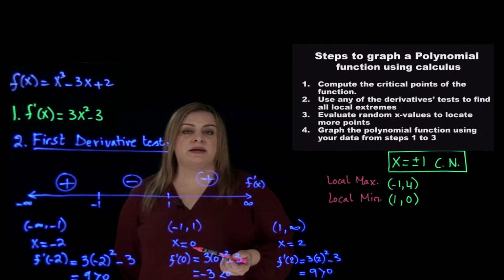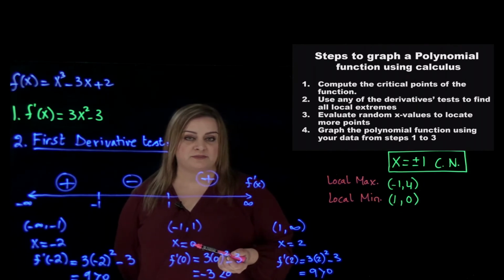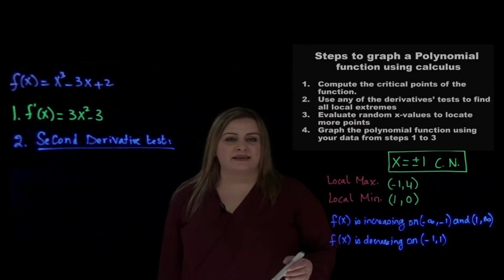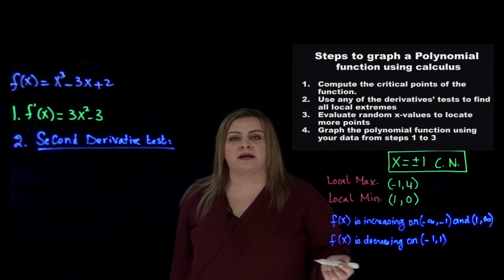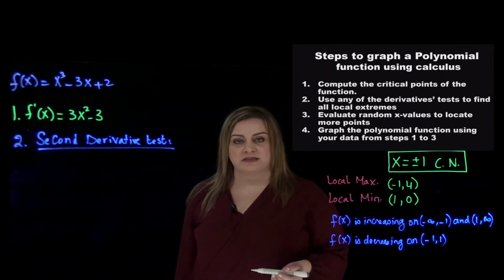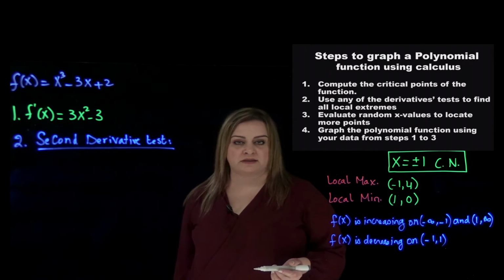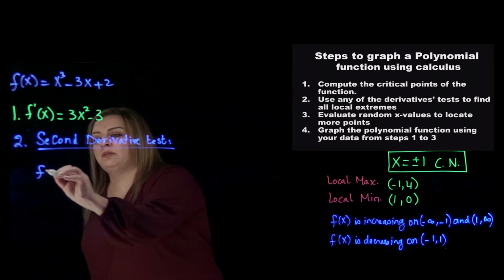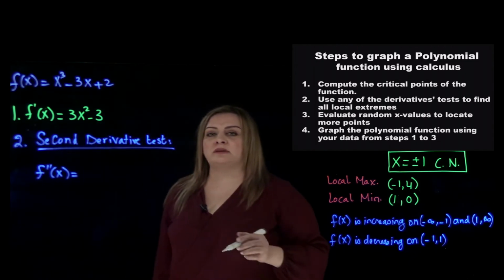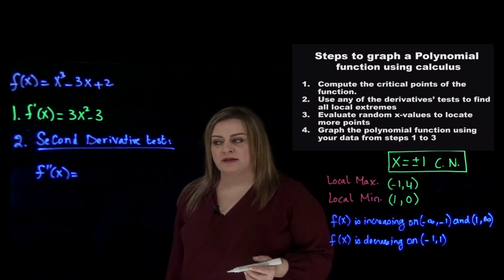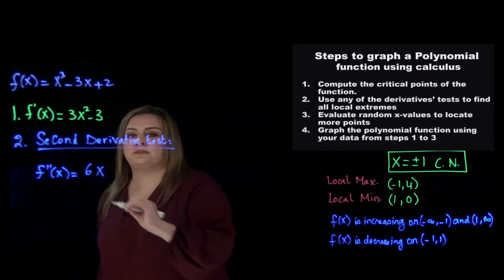So now let's move on and try the second derivative test to find local extremes. I added the data I collected from the previous step to the side, and now I will apply the second derivative test. To apply it, I have to find f double prime of x. So for f double prime of x, I have to take the derivative of 3x squared minus 3. Using the power rule again, I will have 6x.